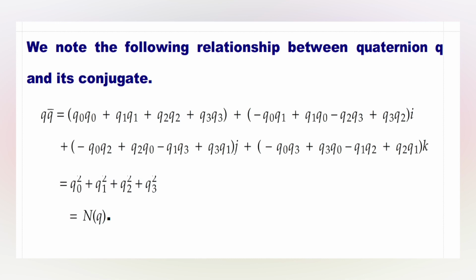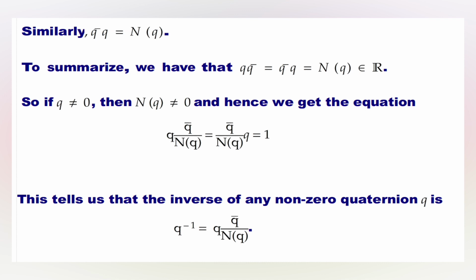Q Q bar is equal to Q0 Q0 plus Q1 Q1 plus Q2 Q2 plus Q3 Q3, plus minus Q0 Q1 plus Q1 Q0 minus Q2 Q3 plus Q3 Q2 into i. Next we write the terms of j: plus minus Q0 Q2 plus Q2 Q0 minus Q1 Q3 plus Q3 Q1 into j. Now we will write the terms of k: minus Q0 Q3 plus Q3 Q0 minus Q1 Q2 plus Q2 Q1 into k, which is equal to Q0 square plus Q1 square plus Q2 square plus Q3 square, which is nothing but N of Q. Similarly, Q bar Q is equal to N of Q.